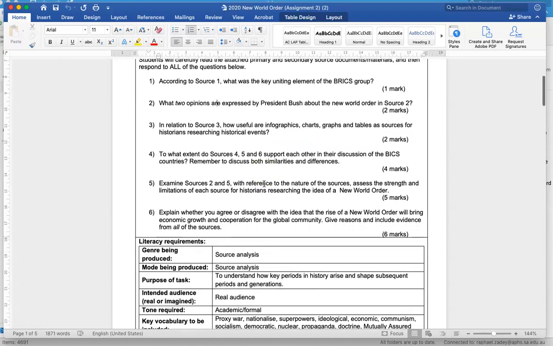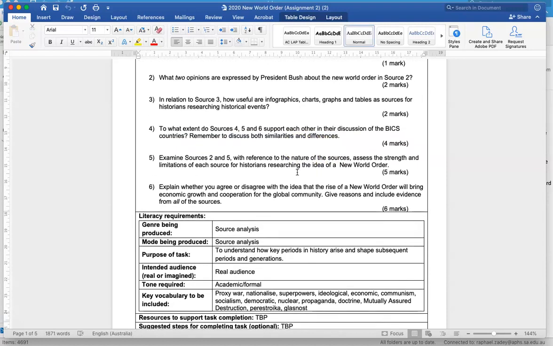Question 4 is a very common type of question you'll get in a source analysis, and it asks to what extent do sources 4, 5 and 6 support each other in the discussion of the BRICS countries. Now remember, whenever you encounter a question asking to what extent or to what degree, you must discuss both similarities and differences, not only where they coincide, but also where they differ.